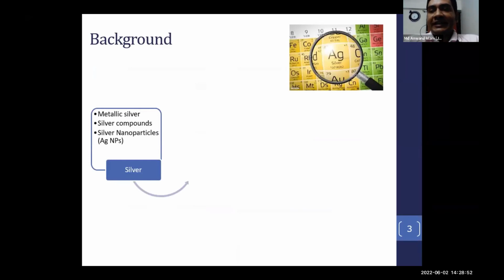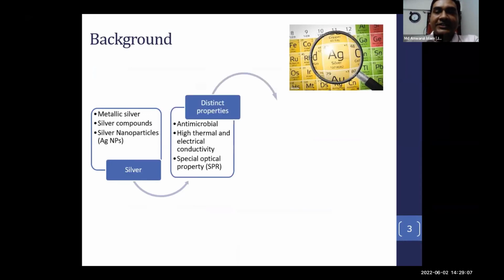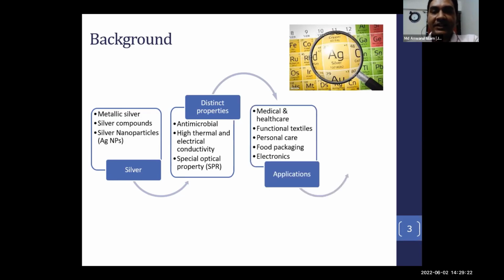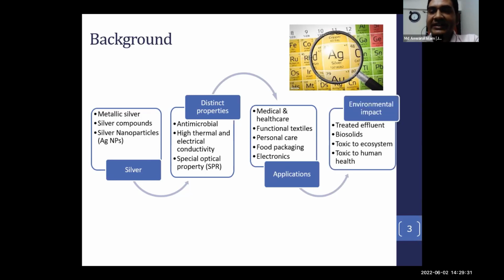Silver is basically a transitional heavy metal having a 107.86 atomic weight. And we see metallic silver, silver compounds, and silver nanoparticle. Especially silver has distinct properties such as antimicrobial property, high thermal and electrical conductivity, and special optical properties. All those distinct properties make silver species useful for medical and healthcare, functional textiles, personal care products, food packaging, and electronics. And all those uses lead to the wastewater stream at some point of time.